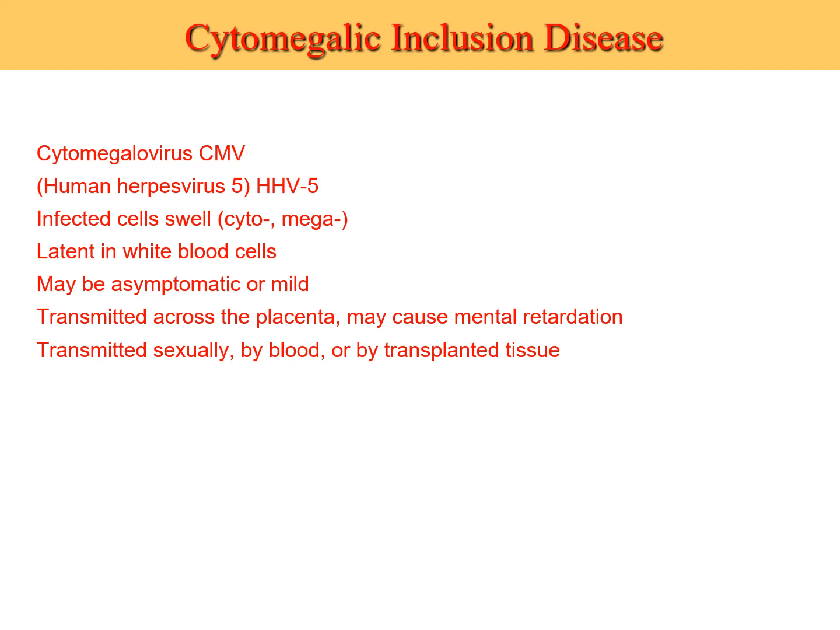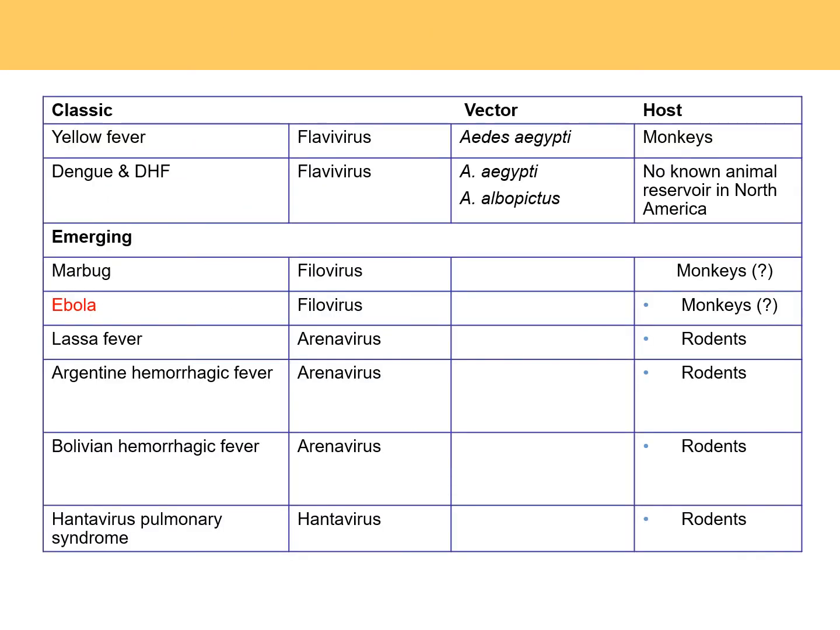Okay, let's go to human herpes virus 5, cytomegalovirus, in a little bit more detail. It causes a swelling in cells. It can remain latent in white blood cells. The person can be asymptomatic or have a very mild response. Transmitted across the placenta into a fetus, it can cause fetal damage, resulting in neonatal neural damage. I think that's about it for that.